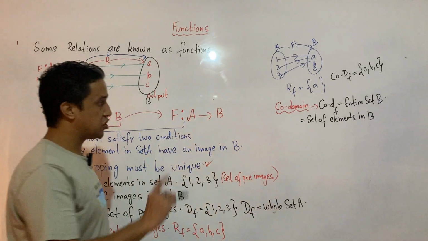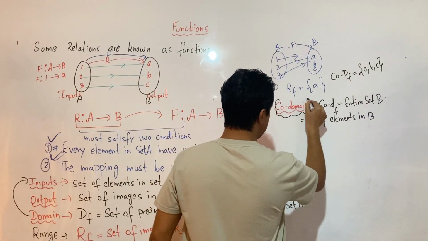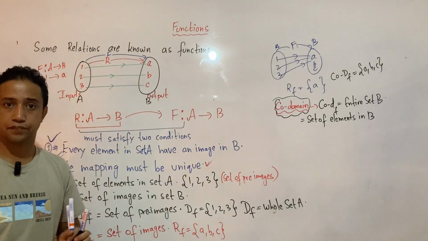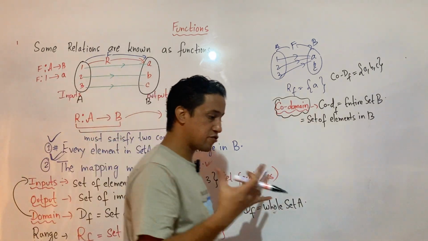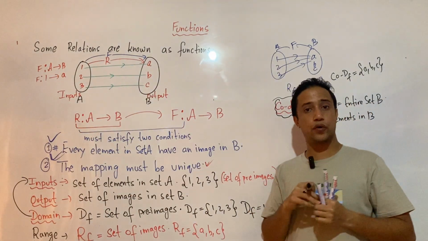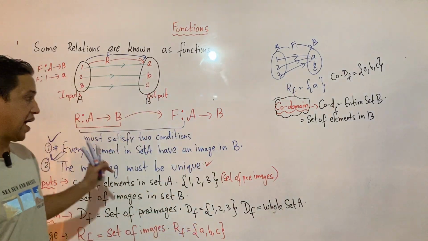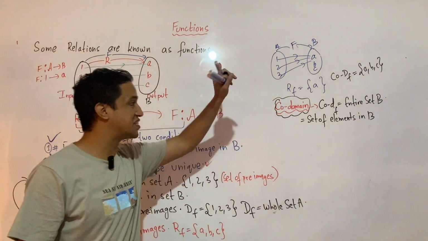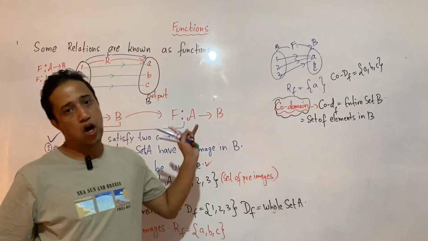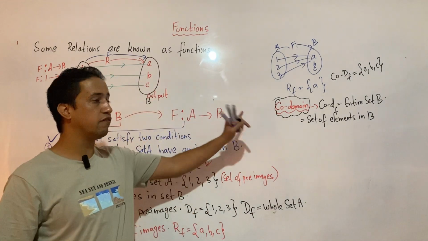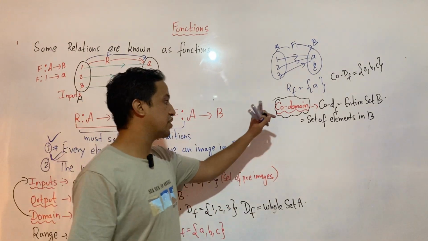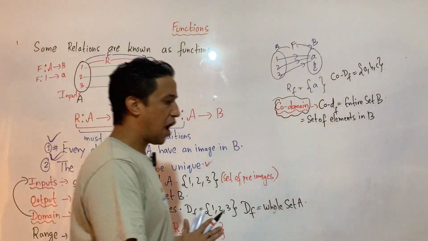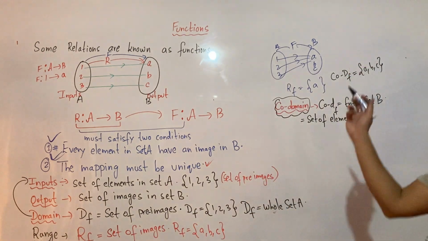Now just remember one thing: the codomain is always given by the person who sets the question. Sometimes you will come across questions where you have to find the domain and the range, but you cannot find the codomain, because this has to be set by the person who is asking you to solve the question. You need to ask him, give me the codomain. Understand? All right.